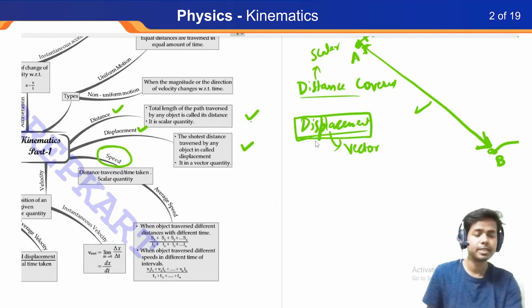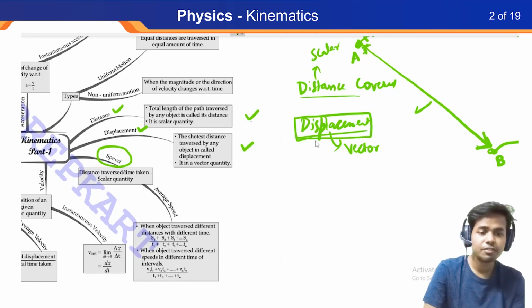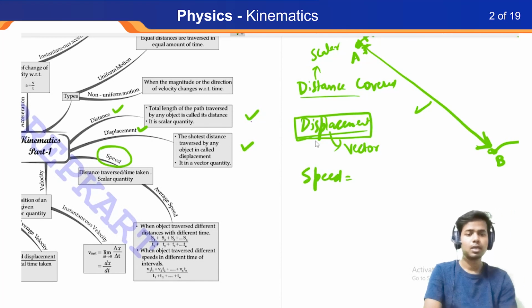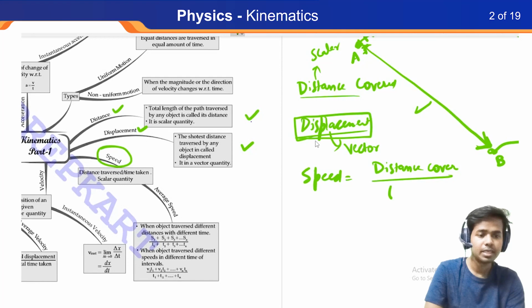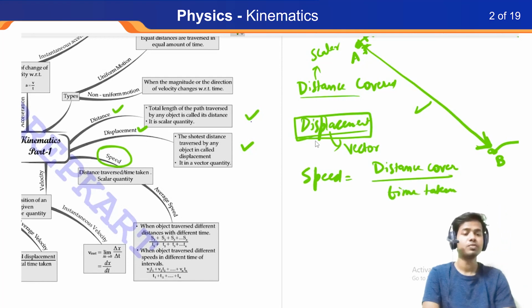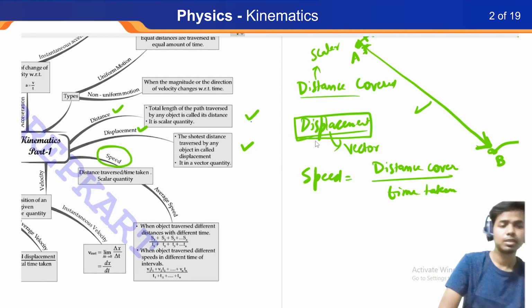What we will do from here is define speed. How do we define speed? Speed is distance covered by time taken. This is the basic definition of speed.